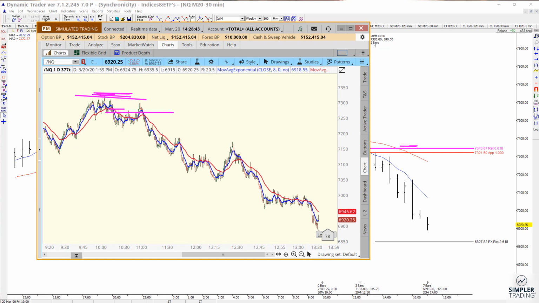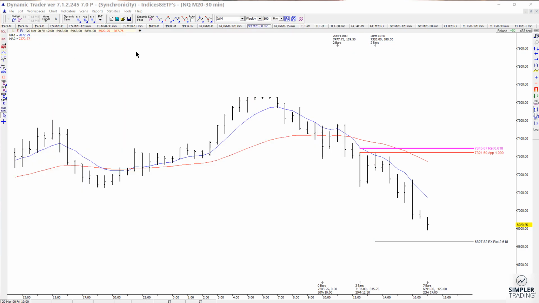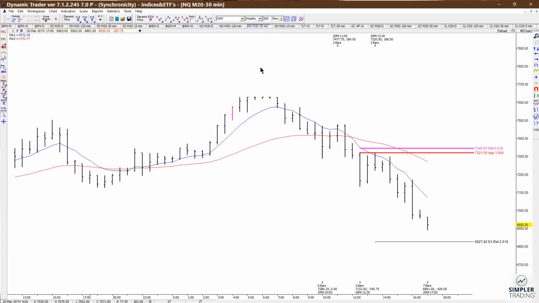Okay, and obviously you can use options, or you can use the Qs or whatever if you don't want to trade the futures. But there are setups like this. Maybe not all day long, but there are quite a few. So that's something that we're looking at.